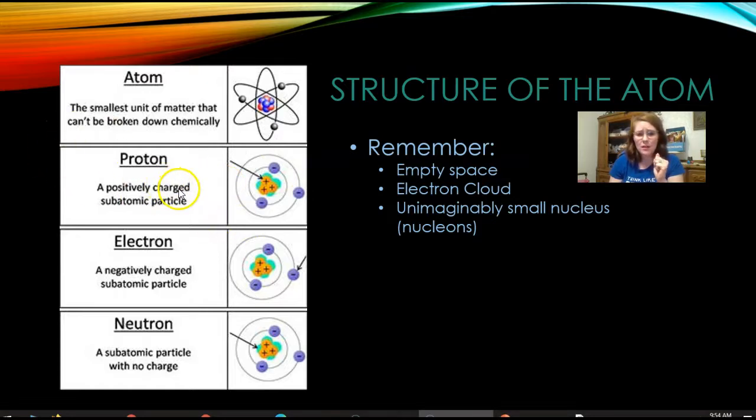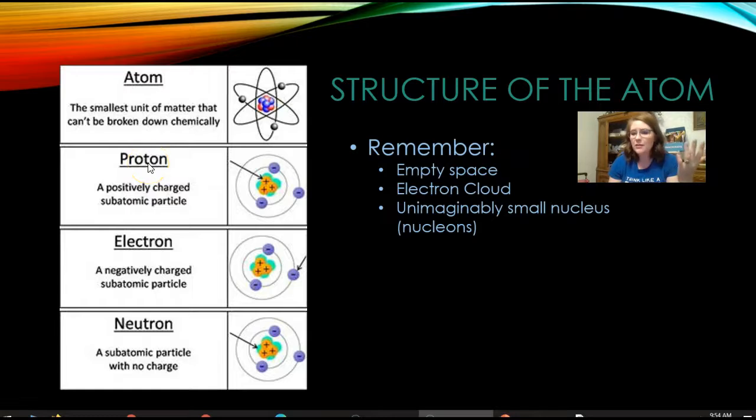So the proton is positively charged. It defines the atom. If you have one proton, you have hydrogen. If you have two protons, you have helium. If you have three, you have lithium. If you have four, you have beryllium. Every atomic number on the periodic table indicates how many protons are in that atom.